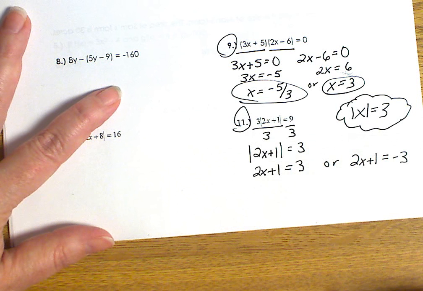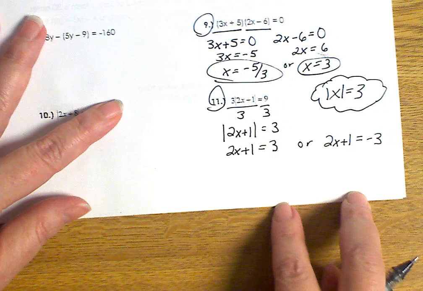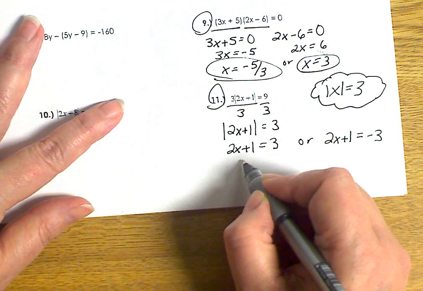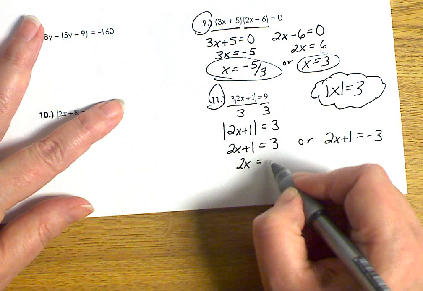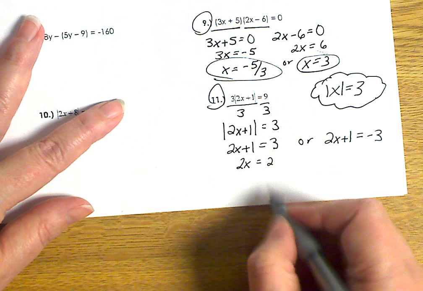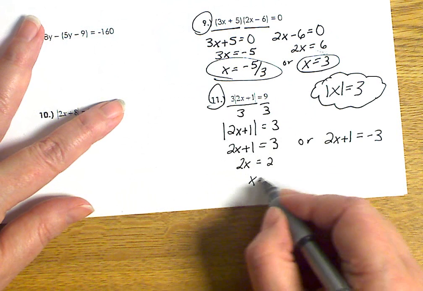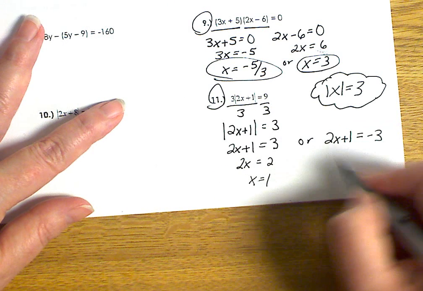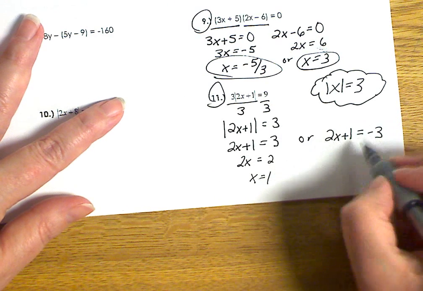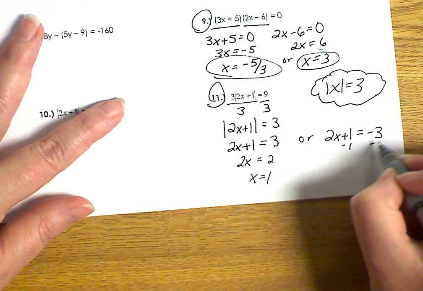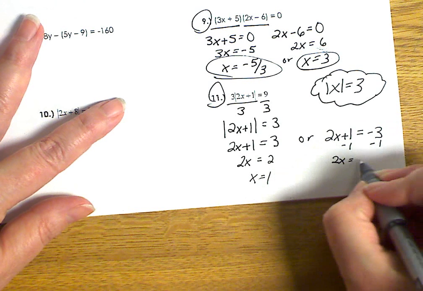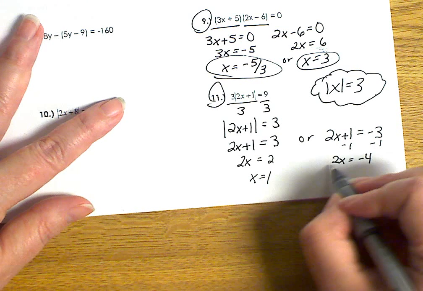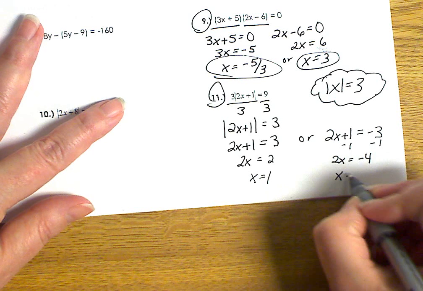Now we have to solve them out. So you come to this problem and you subtract 1. So you have 2x is equal to 2. Divide by 2, x is 1. On this side, we subtract 1. So we get 2x is equal to a negative 4. Divide by 2, x is equal to negative 2.